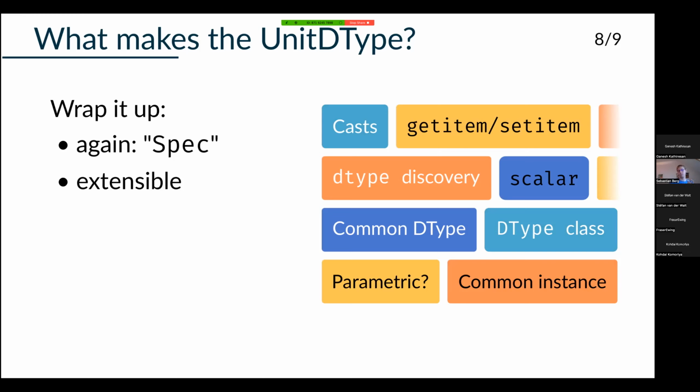Again, you would wrap it up into a spec, just like for the UFunc loop and the array method, which again makes it extensible and allows us to add new features or deprecate old ones in the future. Of course, all of that API is still not 100% settled, but I think it won't change much. And I think it's a very nice, minimal set of API that we got here.